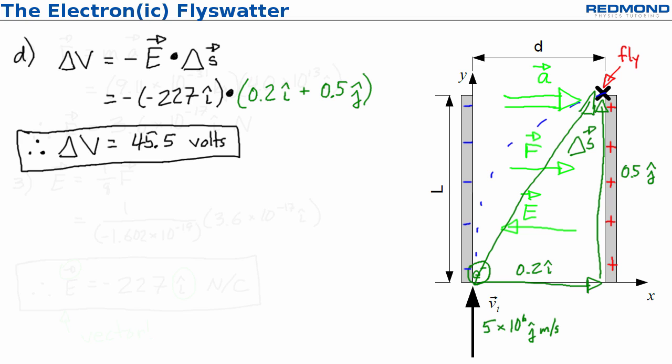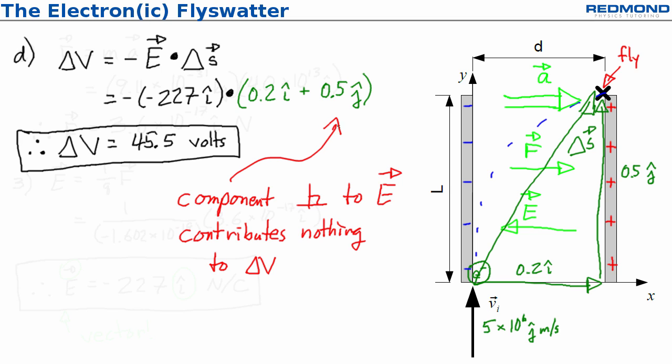You may notice that the y component of displacement, perpendicular to the electric field, contributes nothing to delta V. Awesome. And that's it. The problem has been solved.